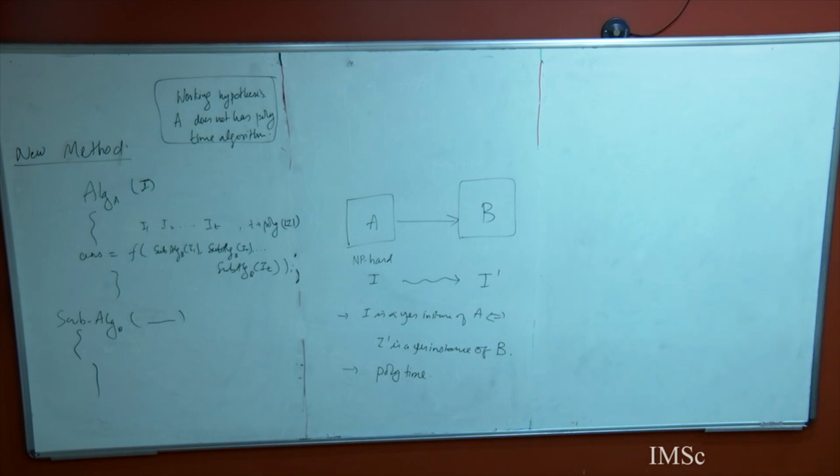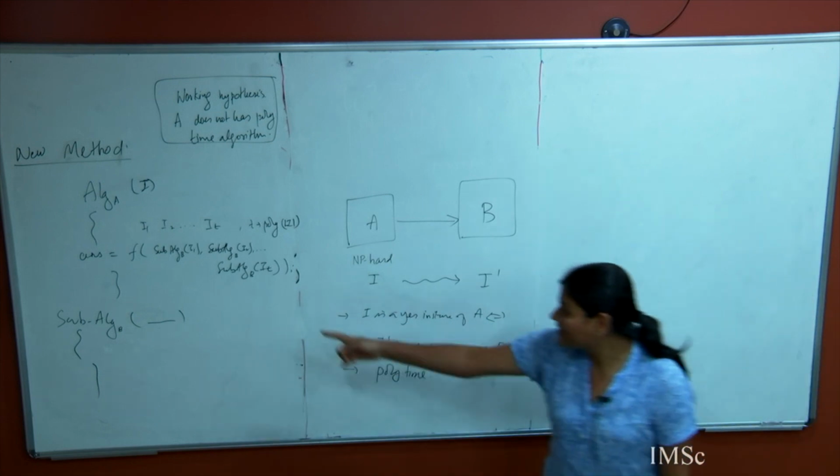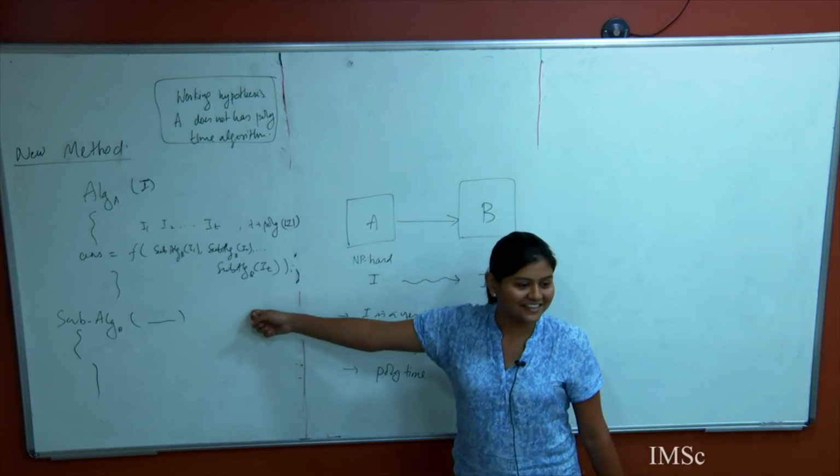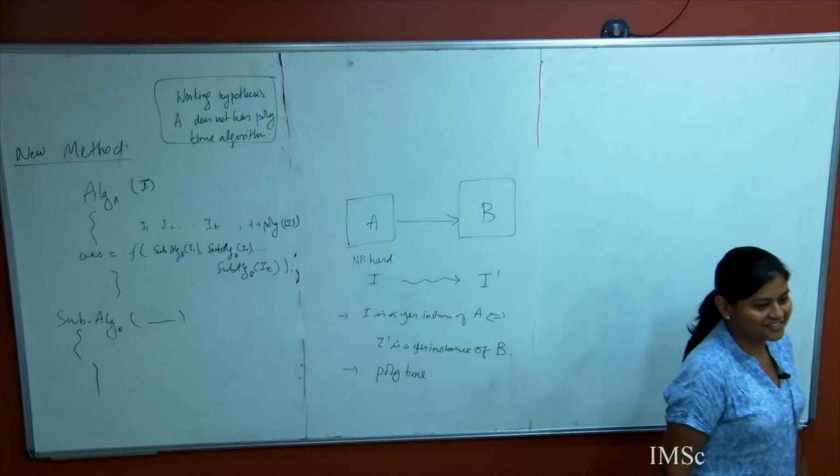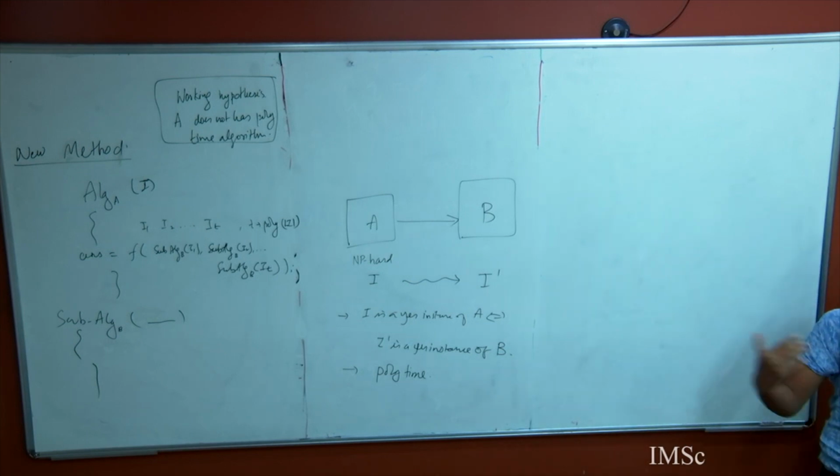Just think about it. Okay, so I leave it as an exercise why textbooks don't give this definition and they are good with this definition. And we will see this in the context of parameterized complexity also. Okay?